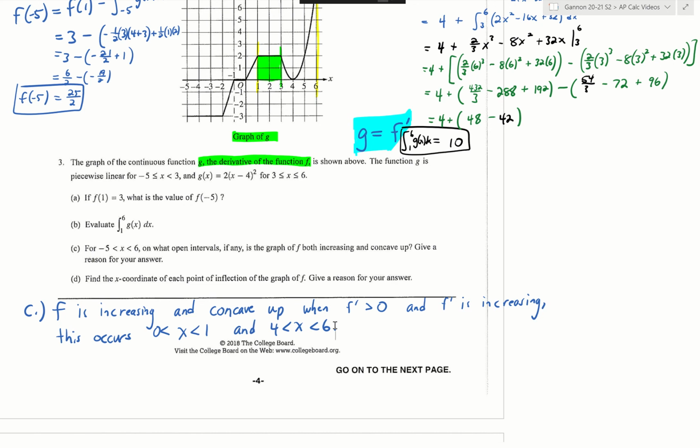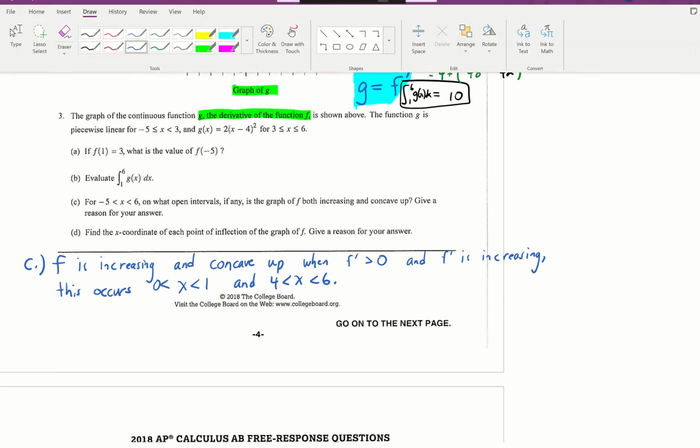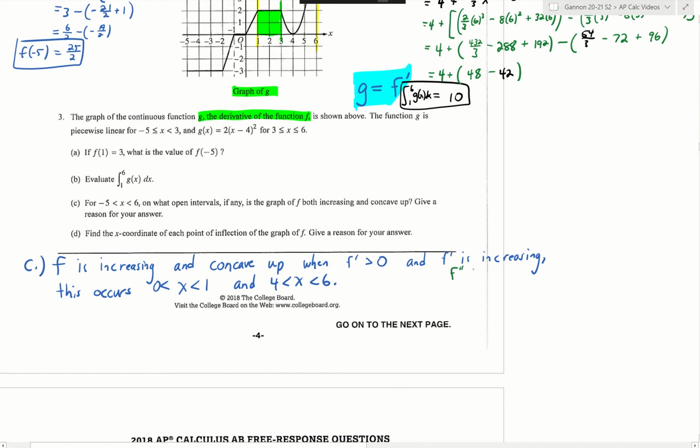Because in order for f to be increasing, the derivative needs to be positive. In order for it to be concave up, the second derivative needs to be positive. So f prime is increasing. Basically, this is the same thing as, sorry, I should probably add this in as part of my explanation, f double prime is greater than 0.